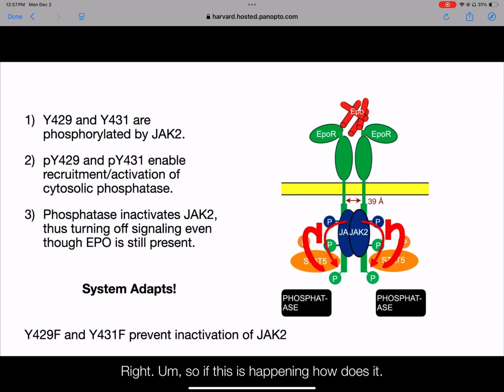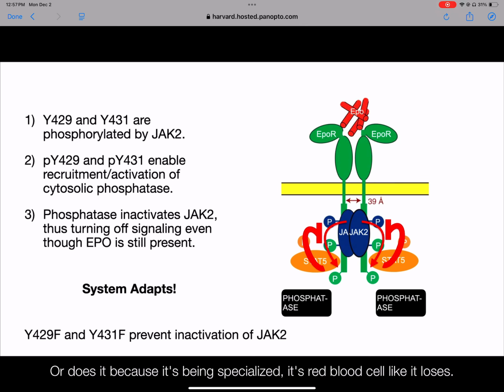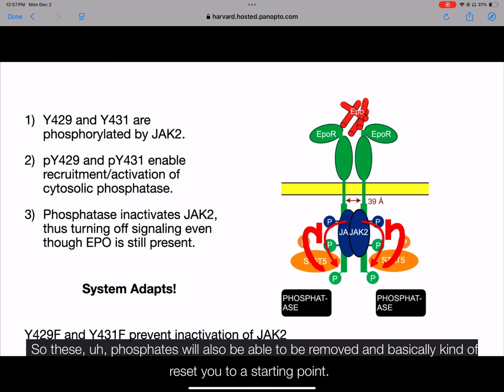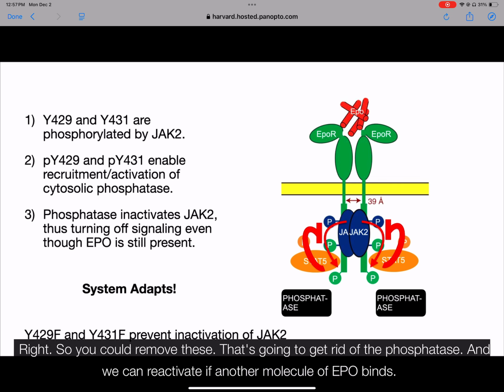Yeah. So if this is happening, how does the cell, if the phosphates are being taken out even with EPO still bound, how does the cell readapt to sensing oxygen levels? Or does it, because it's a specialized blood cell, it happens once and then that's it? No, you'll have to be able to reset. So these phosphates will also be able to be removed and basically reset you to a starting point. Right, so you could remove these, that's going to get rid of the phosphatase, and we can reactivate if another molecule of EPO binds.